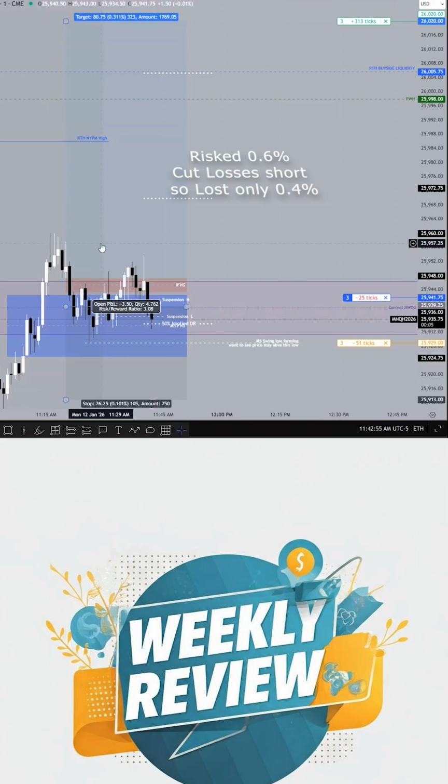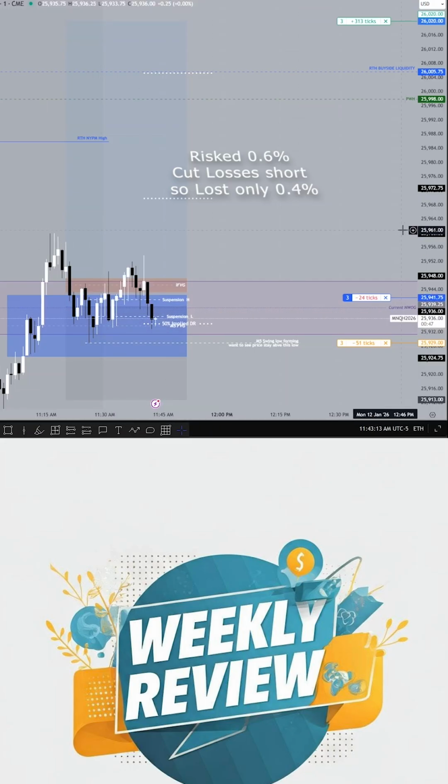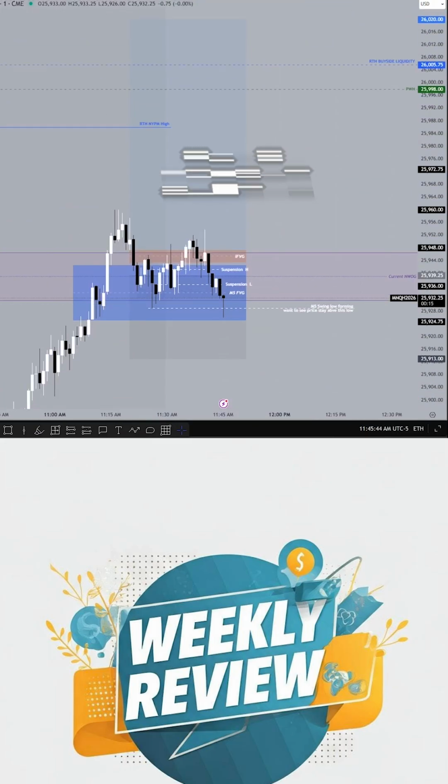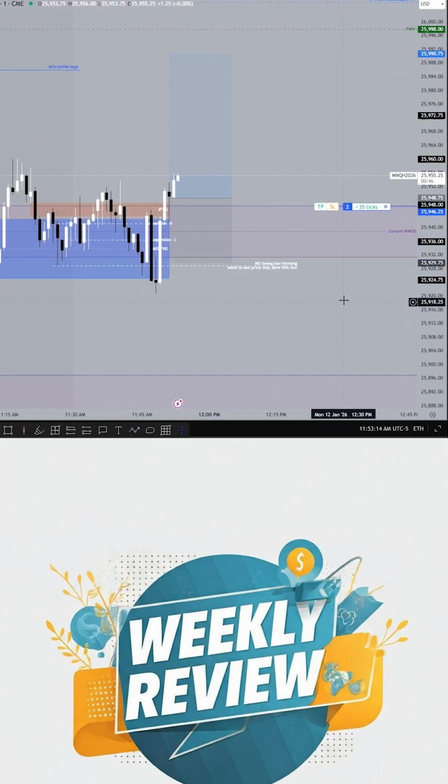So I just cut off 4 contracts right there, and I still see very poor price action. No displacements higher. Displacement suspension block. So I have my fingers on the trigger. I took 1 contract up there, and the rest hit stop loss. On that trade, I just risked 0.6%.